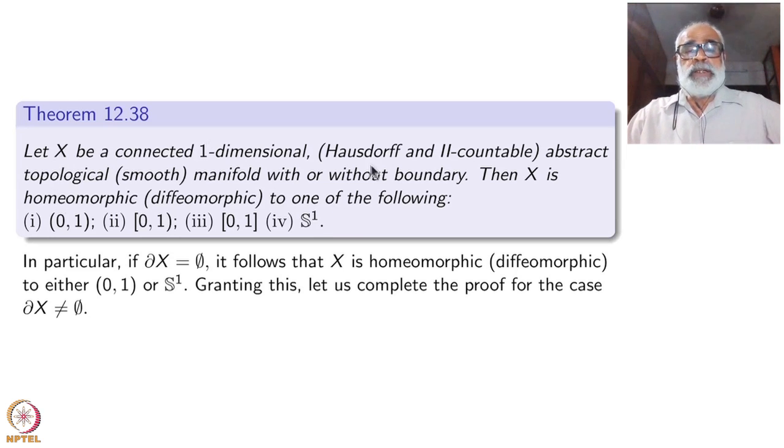Okay. So what is the statement? Take a connected one-dimensional manifold with or without boundary. Specifically, I have mentioned the boundary case also here. Then X is homeomorphic to one of the following. 1, 2, 3, 4. What are they? Open interval, half open interval, closed interval, or the circle.